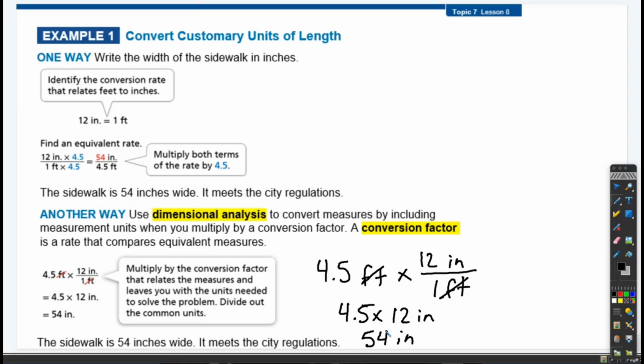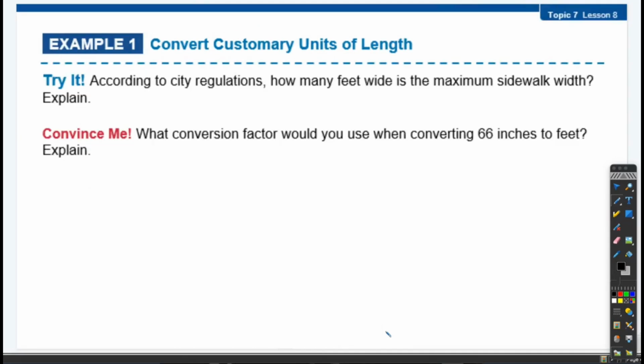Whew. I bet you thought we were done with example 1, but we're not. We've got to try it. I'll give you a couple seconds to pause it so you can work it out by yourself.